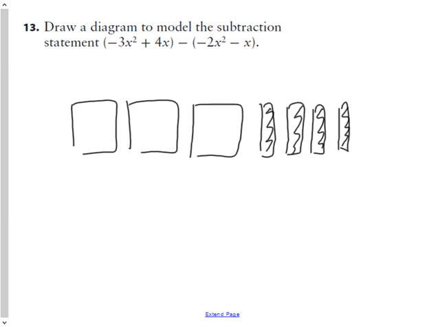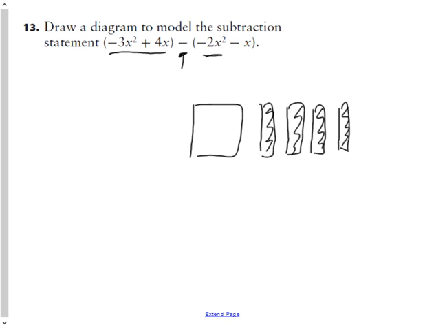So this binomial right here, -3x squared plus 4x, is represented by what I have. Now from that, I have to take away -2x squared and a -x. So let's see what happens when I do that. If I take away -2x squared, I'm going to put lines through that to show that I am taking away -2x squared. Another way to do it would be to put an arrow away from it, or an even better way is to simply take away -2x squared. So let's do it that way instead.